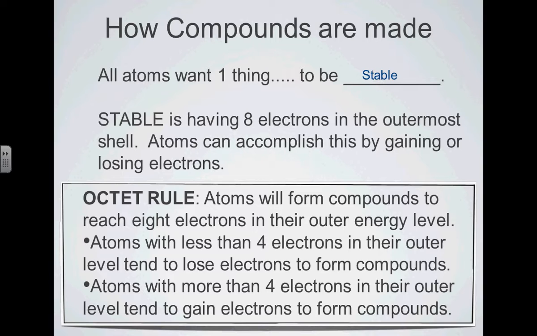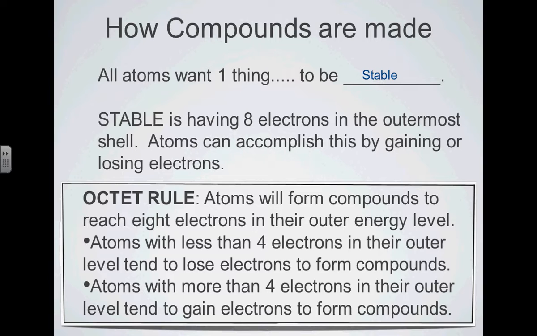Okay, so if we have an atom that has 2 electrons in its outer shell, it's just easier to get rid of those 2 rather than try and gain 6 to get up to a full 8 in that outer shell. So it's always 8? Yes. Atoms that have more than 4 electrons in the outer shell, they'll try to gain some electrons to reach 8. Okay? So atoms can gain or lose electrons to reach a full outer shell.